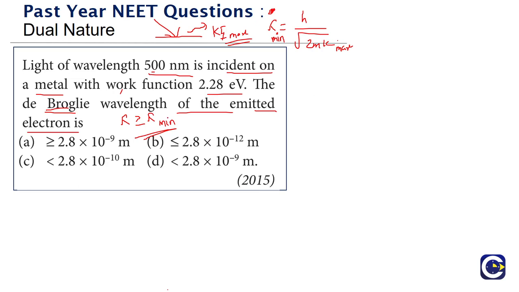Whatever this value is, it may be 2 or something, let's not talk about the value. Our final understanding will be: when they ask for the de Broglie wavelength of the emitted electrons, it will be more than or equal to some value. If we look at the options, only in option A do we have such an answer given: lambda is more than or equal to 2.8 into 10 power minus 9 meter. This can be our lambda minimum concept.